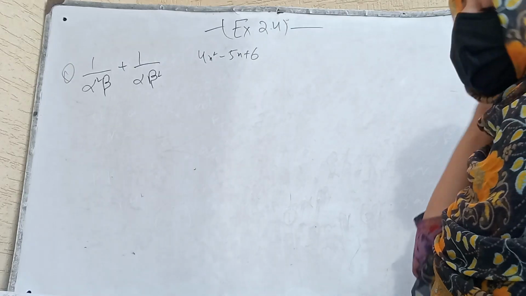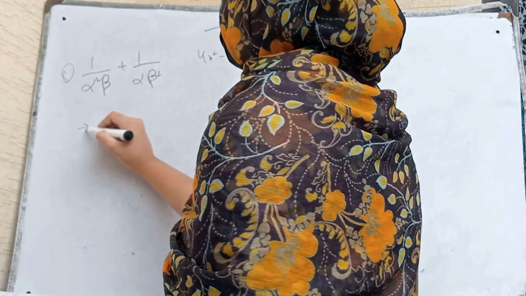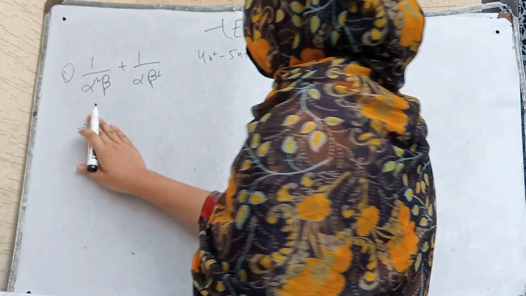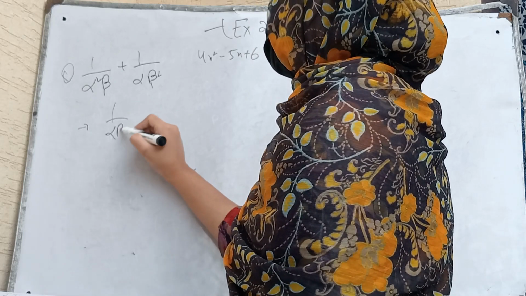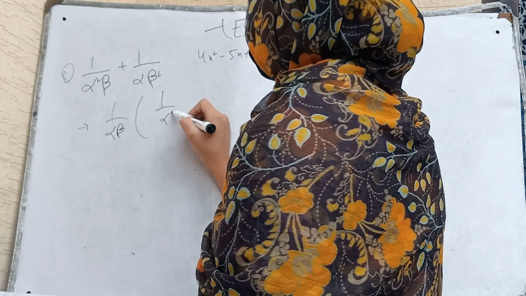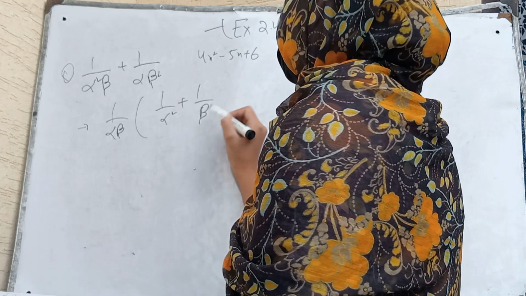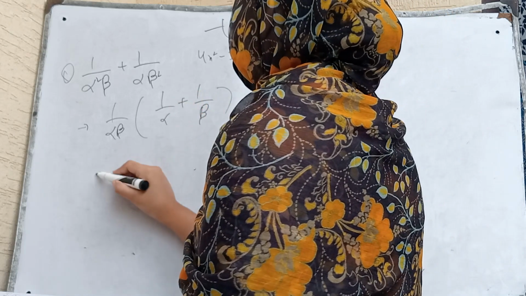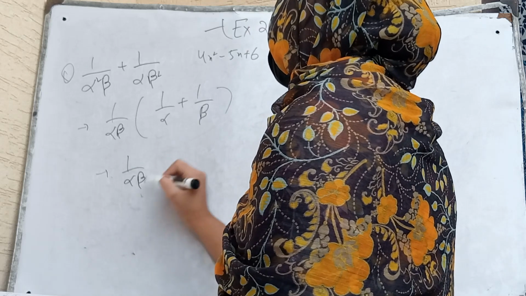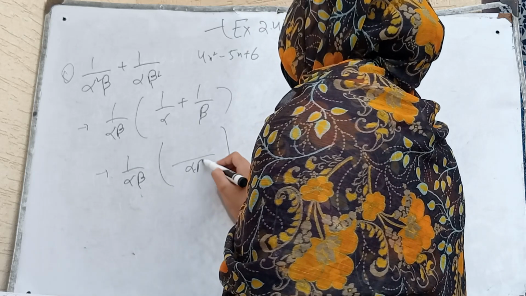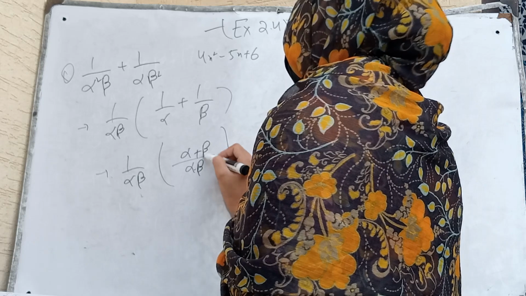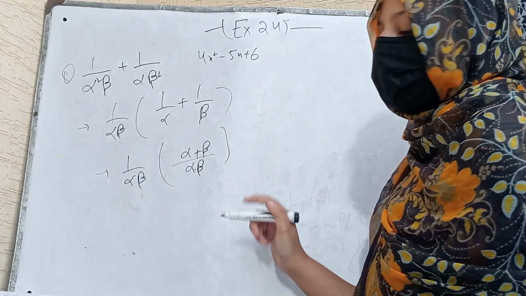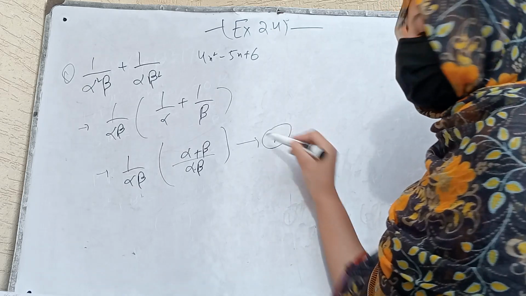So first we solve this by taking the LCM. Taking the LCM, we take 1 by alpha beta common, so 1 by alpha plus 1 by beta remaining. So 1 by alpha beta, and the LCM gives alpha plus beta over alpha beta. This is the first equation.